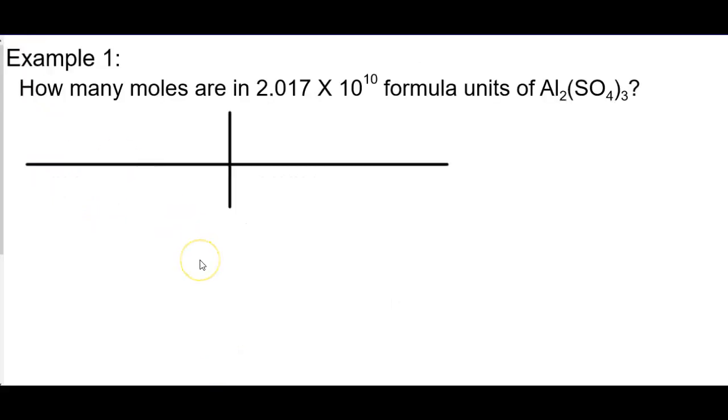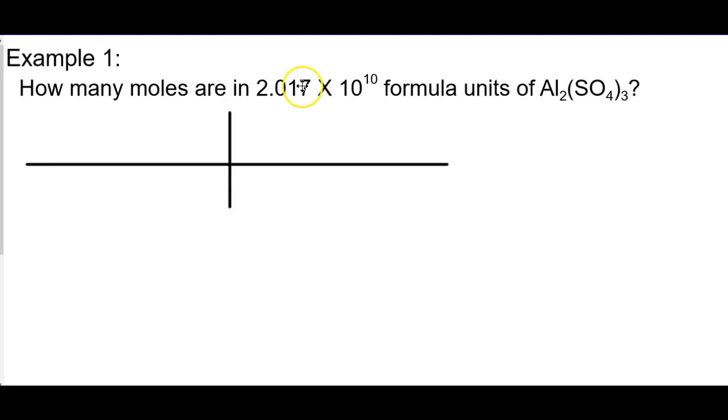Okay, so for example 1, it says how many moles are in 2.017 times 10 to the 10th formula units of aluminum sulfate. Okay, so just like before, whatever the number you're given, you're going to place in the top box. So you're going to place your number in this case, and it's very important that I must see all of your work. If you do not show your work like I'm modeling, I will not give you credit for it. So be sure that you're showing all of your work.